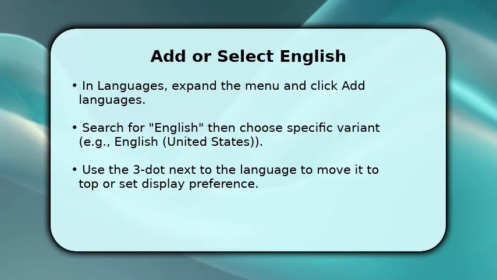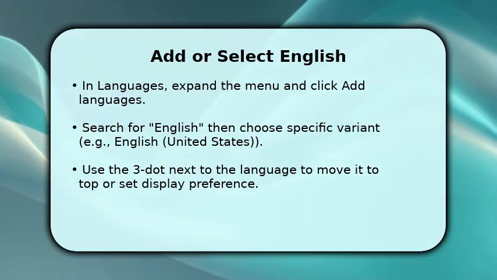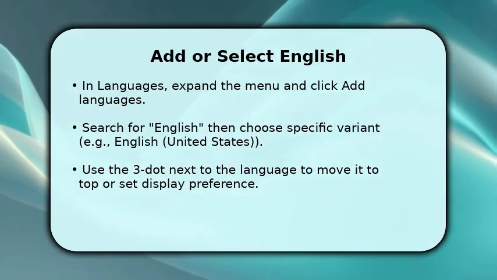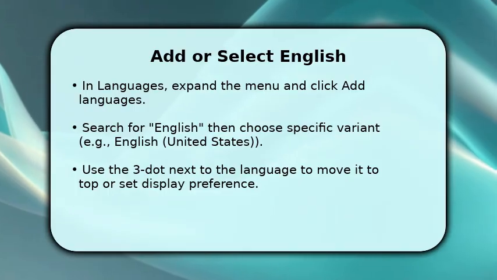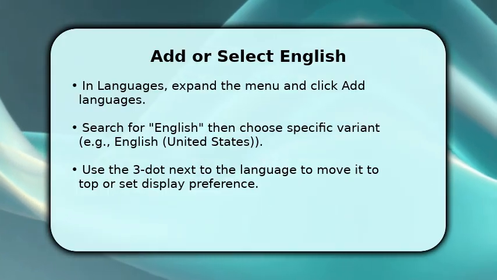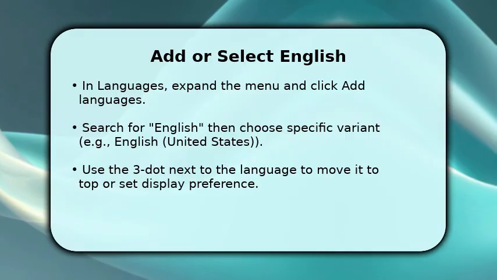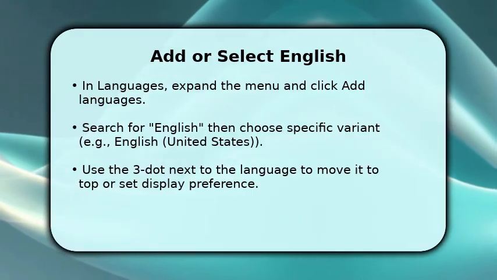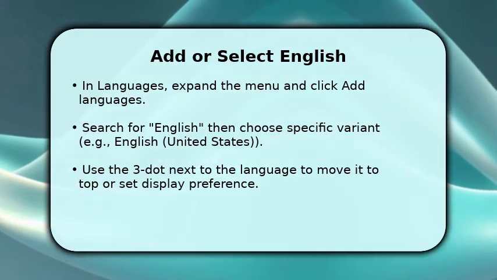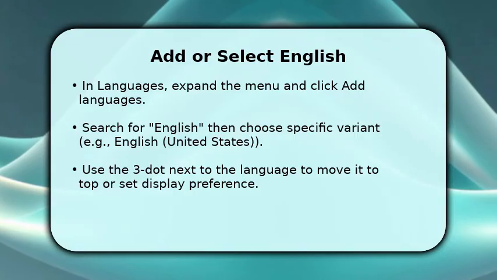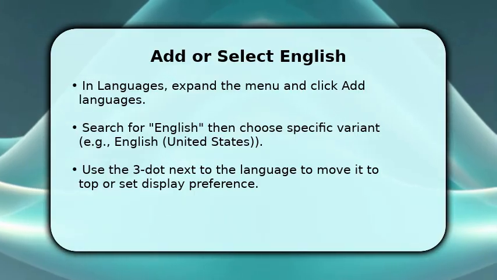After adding it, find the three-dot menu beside the English entry. Use Move to the top to prioritize it, and toggle Display Google Chrome in this language, if present. Make sure to reorder other languages if needed so English becomes primary. Doing this makes Chrome prefer English for menus, prompts, and built-in UI elements.